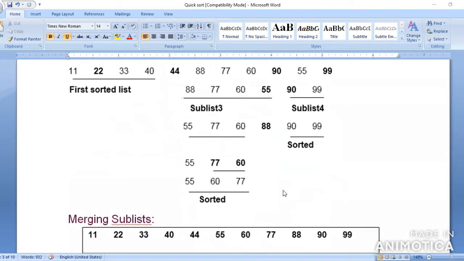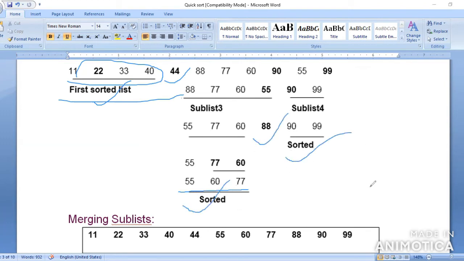So what is the final answer? These elements are sorted. So what is the answer for the given algorithm? The first sorted list is 11, 22, 33, 40. The first pivot element is 44. It is sorted. Next, the sorted values 55, 60, 77. Then 88, 99. So all the key values will be sorted. This is for the quick sort algorithm.